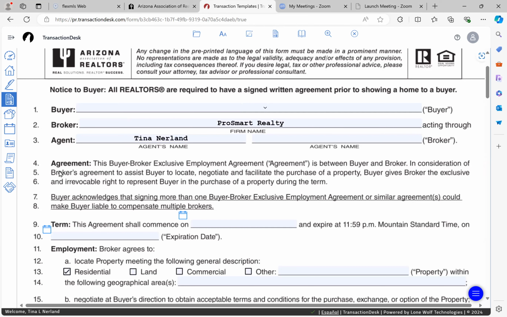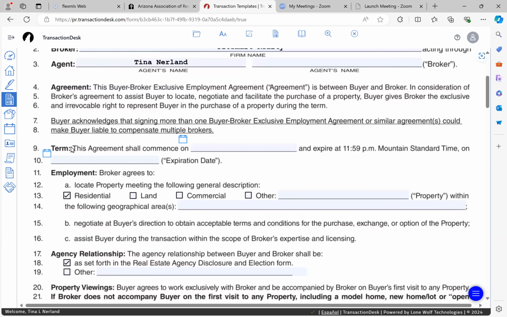You can make this agreement as short as you want, or as long as you want. I don't think it can be more than a year, though. I could be wrong on that. Buyer acknowledges that signing more than one buyer-broker exclusive employment agreement or similar agreements could make the buyer liable to compensate multiple brokers. So make sure that you inform them of that. You are married to me. You cannot go out and cheat because it will cost you. Term, this agreement starts on and expires on a clear start and end date.